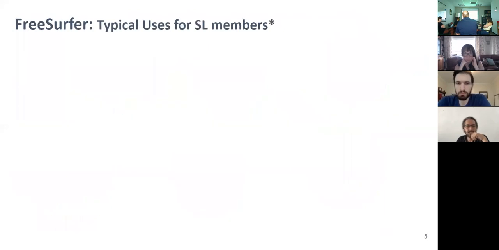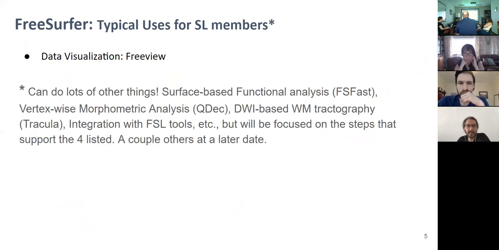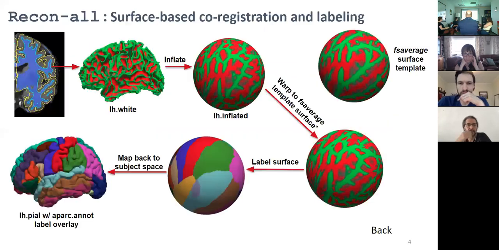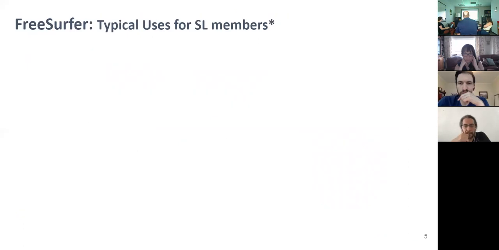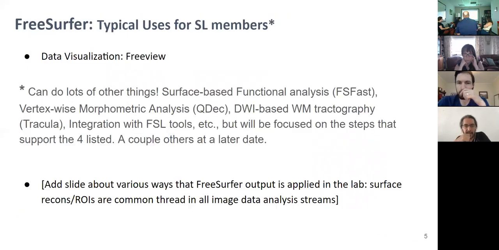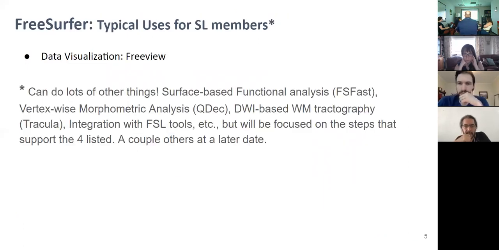So one of the other things that we used FreeSurfer for a bunch is the FreeView GUI for looking at images, and I'll load that up here in a bit. So you can look at all these images here, and you can look at other data too. I think I talked about it. So that's what we use FreeSurfer for. But you can do lots of other things.